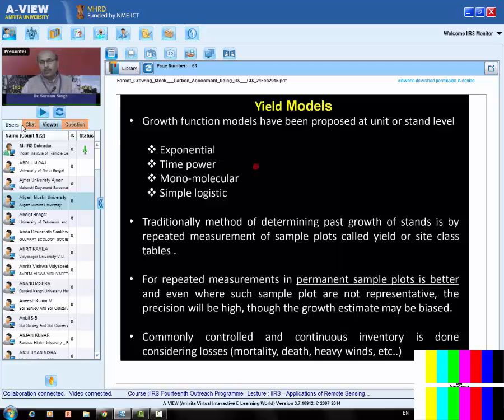You can use it for very meaningful purposes. Different models have been proposed. You can use any of these models depending upon your comfort level.